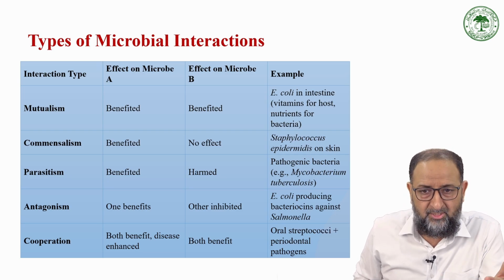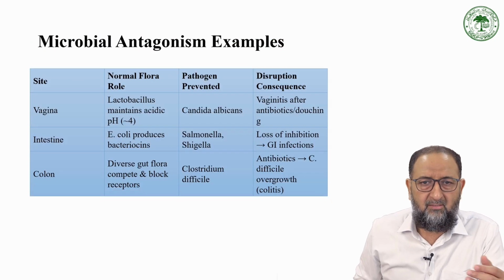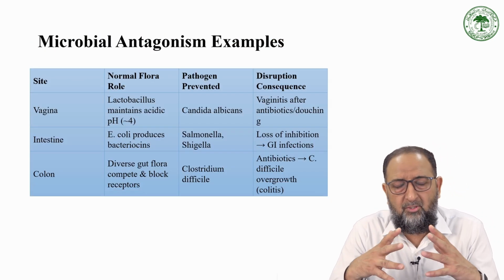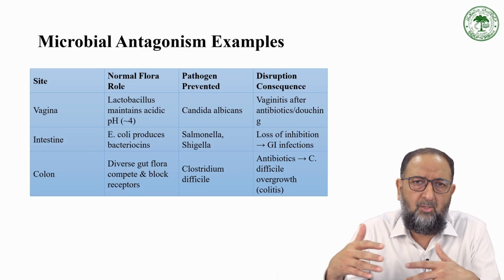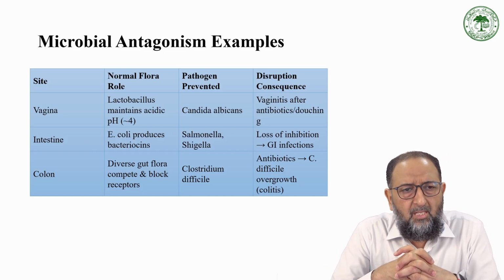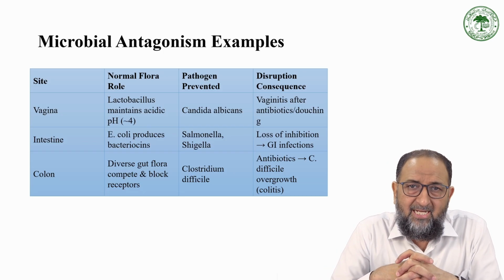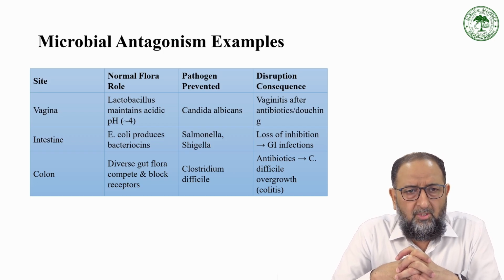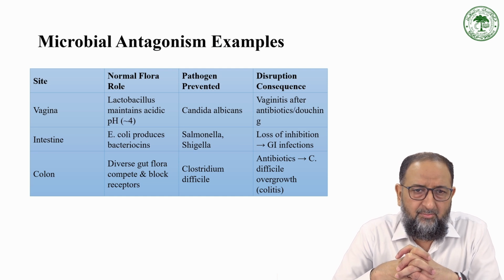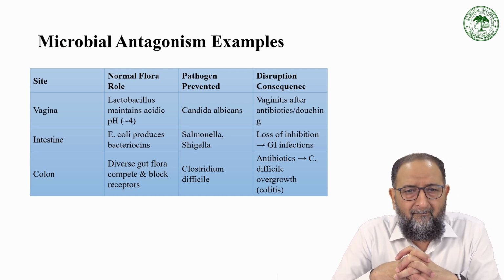So this is called the cooperation mode. For example, oral streptococci and periodontal pathogens are well organized and well prepared for growth, and the preparation is through the host system. Then we have the different sites where it works: vagina, intestine, colon. In the vagina, we have a normal flora, lactobacillus, which maintains the acidic condition.